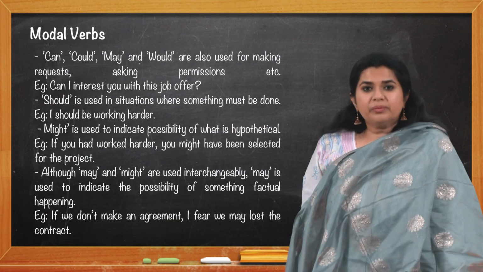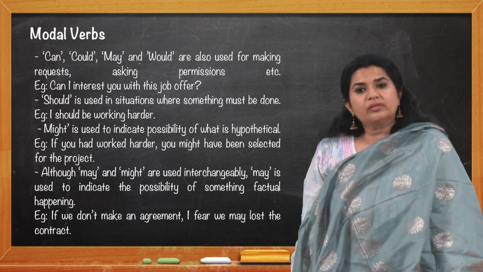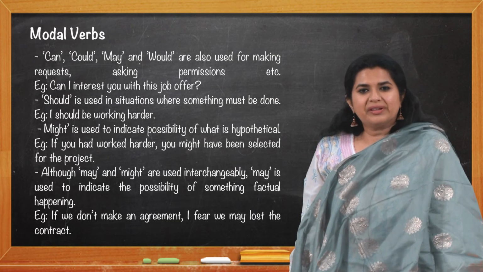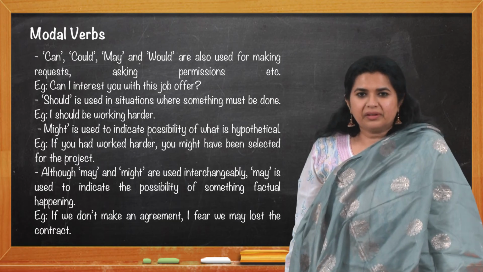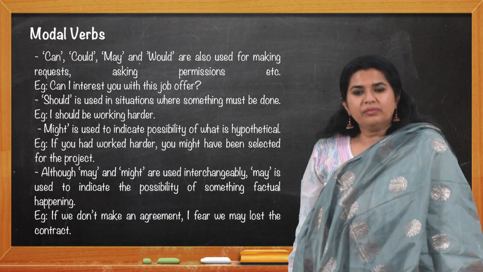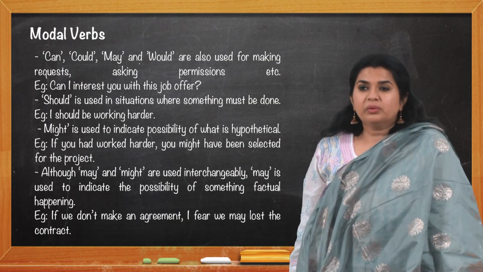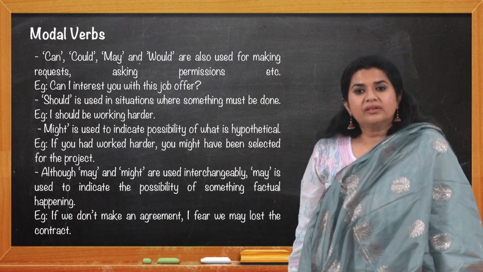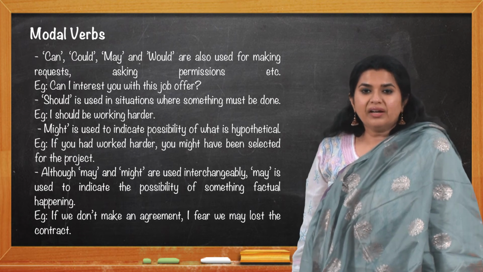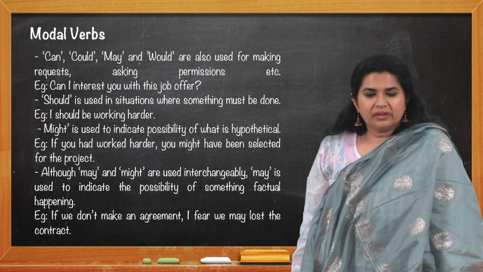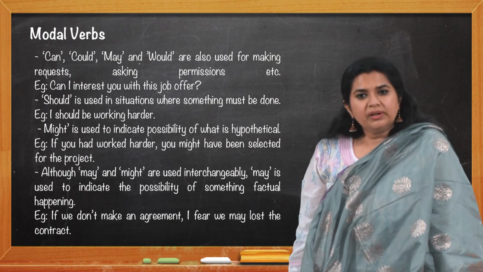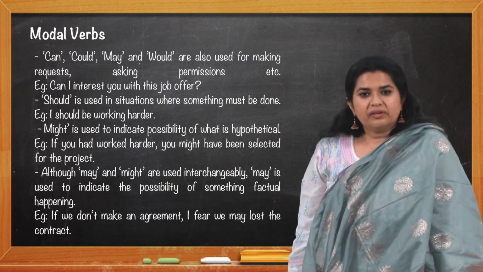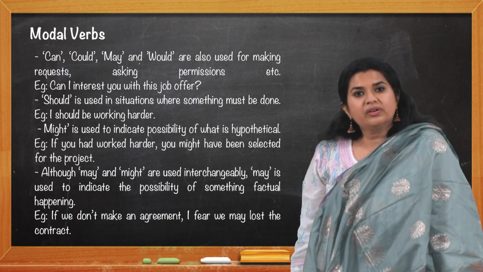To continue with modal verbs, can, could, may and would are also used for making requests, asking permissions. Can I interest you with this? May I come in? Would you mind if I take your pen? Should is used in situations where something must be done. Example, I should be working harder, I am not working hard enough. Might is used to indicate possibility of what is hypothetical. Example, if you had worked harder, you might have been selected for the project. Although may and might are used interchangeably, may is used to indicate the possibility of something factual happening. If we do not make an agreement, I fear we may lose the contract.